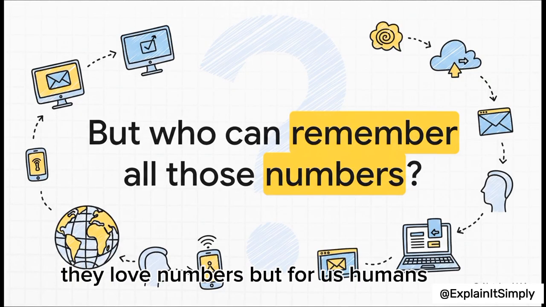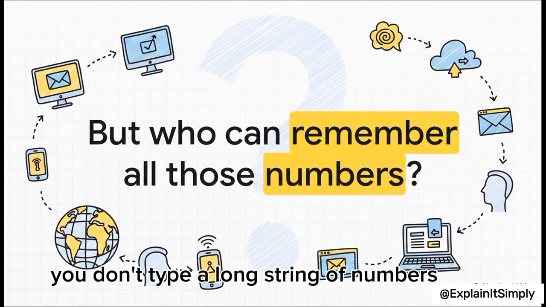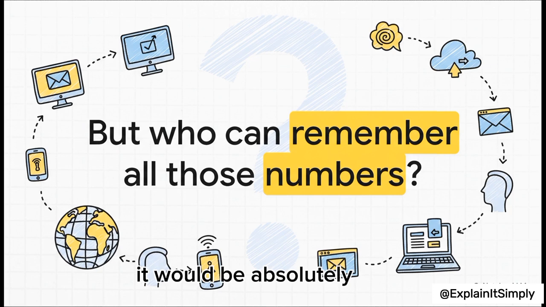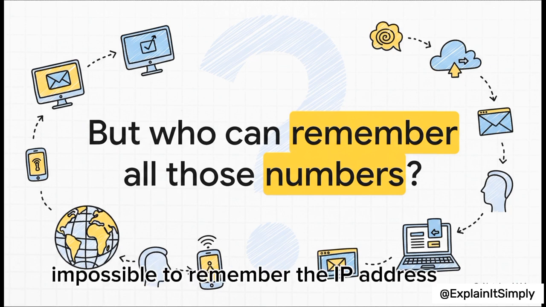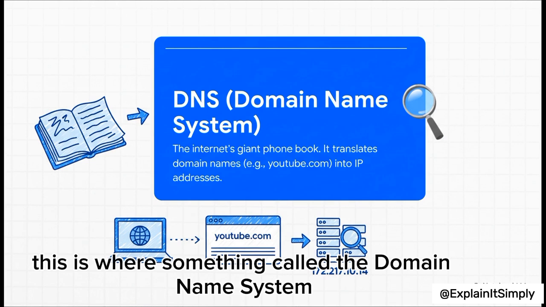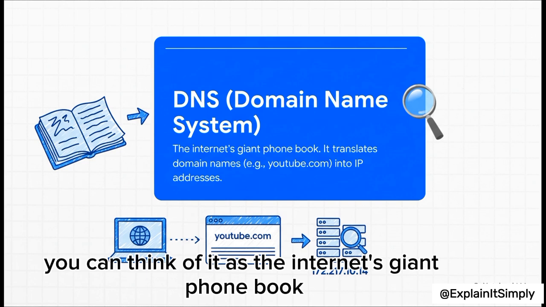Now, this system is fantastic for computers. They love numbers. But for us humans, it's a huge problem. You don't type a long string of numbers into your browser to watch a clip or check your email. It would be absolutely impossible to remember the IP address for every single website you visit. And this is where something called the Domain Name System, or DNS, completely saves the day. You can think of it as the internet's giant phone book.